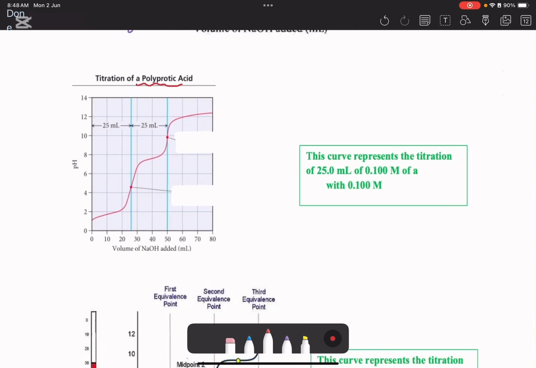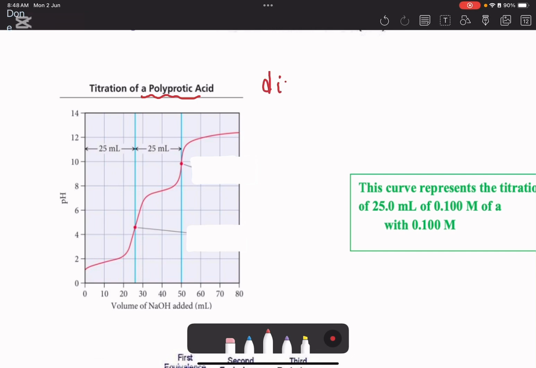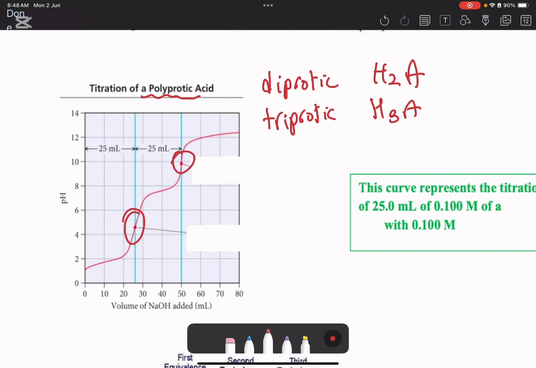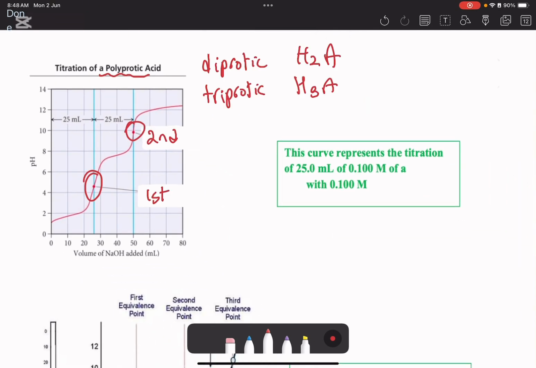Again, titration of a polyprotic acid. We have diprotic, meaning it contains 2 protons, and we have triprotic acids. Now you need to count how many equivalence points you have. So that's the first equivalence point, that's the second equivalence point.